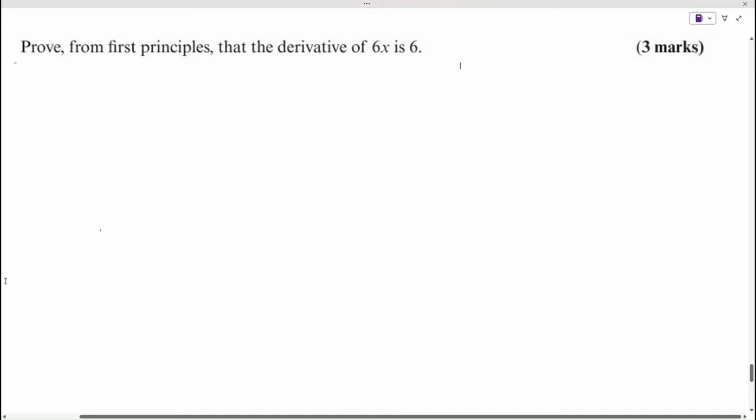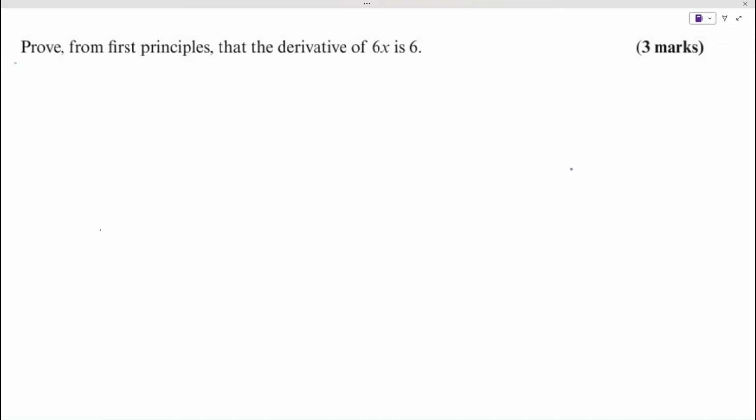In this video, we're going to go over differentiation by first principles. So, this question is 3 marks, so it should be fairly simple. Prove from first principles that the derivative of 6x is 6.